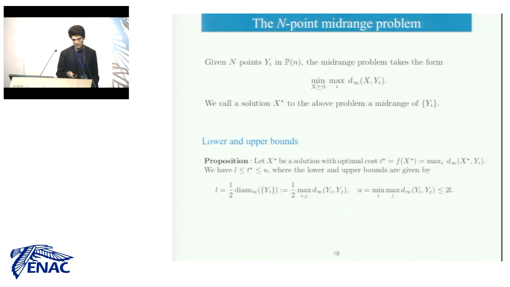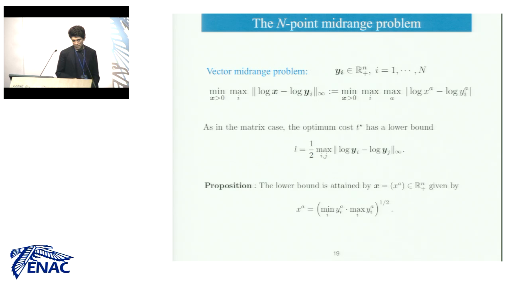So the cost function here is the maximum of the d infinity distances, and it has some optimum t star, say, and we have lower and upper bounds for what this optimum is. I won't go into the upper bound, but the lower bound ends up being half of the diameter of the space of the data points as measured by the Thompson metric or d infinity metric. So we compute all the pairwise distances of the data points, and we take the maximum, and half of that is the lower bound. In the vector midrange problem, again, we have the same setup.